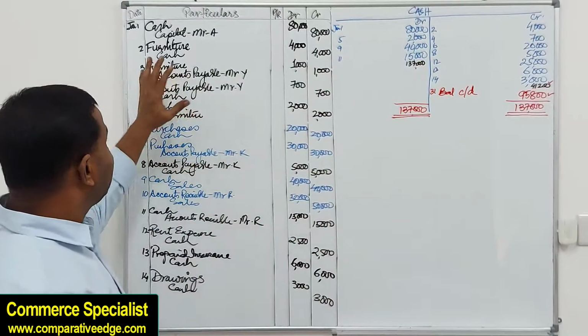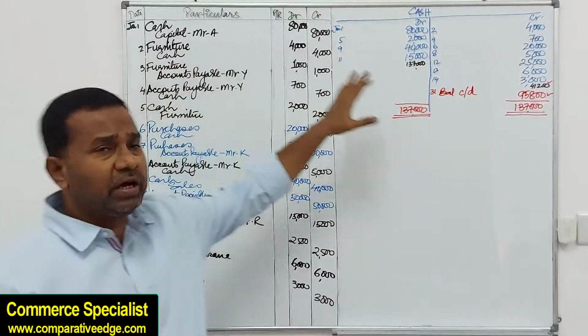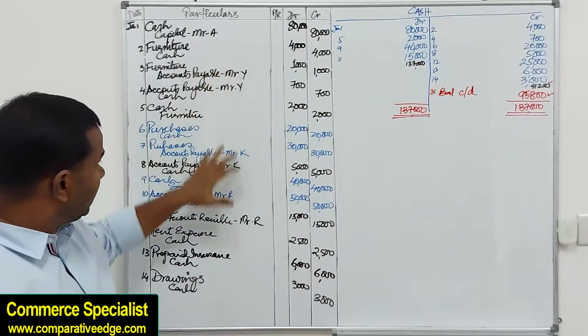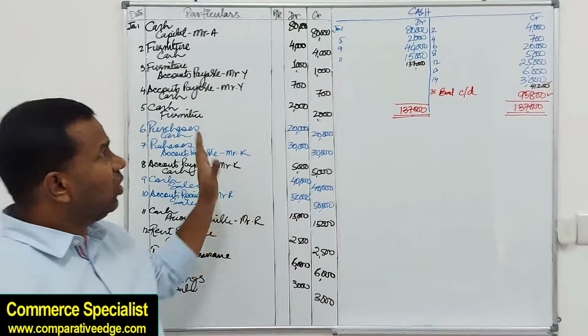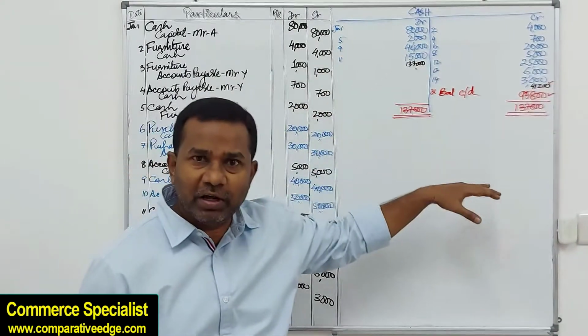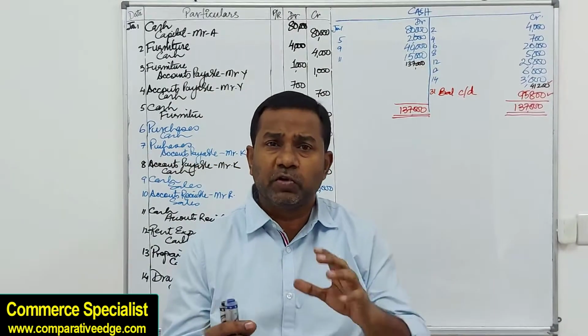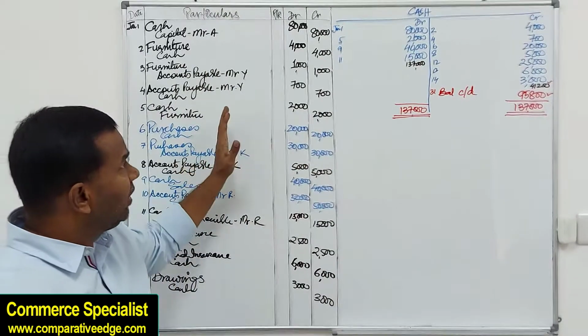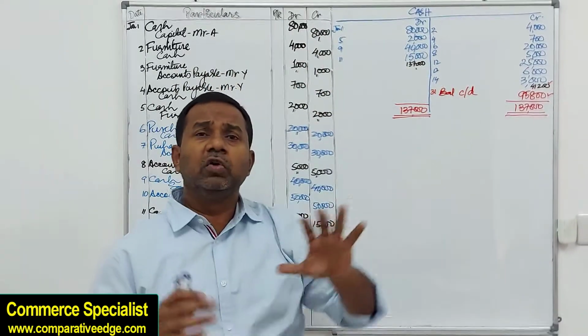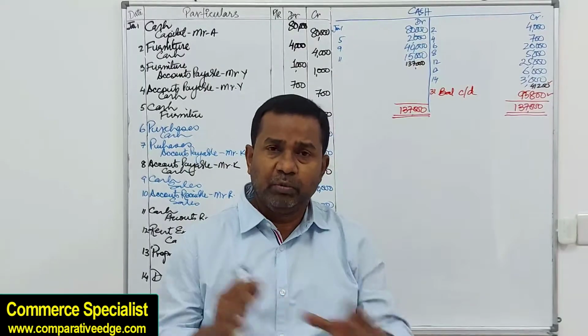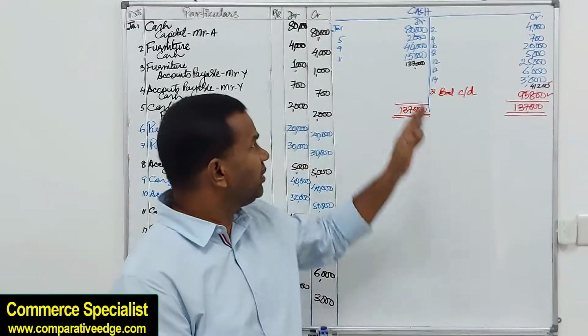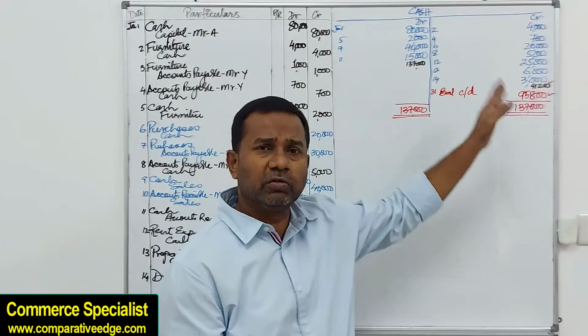Guys, we are going to the second account. Cash account is already done. All the debits and the credits of cash have already been transferred, posted there. This process, when I copy all the debits and credits here, is known as ledger posting. Posting means transferring. All the debits to cash on the debit side, credits to cash on the credit side.